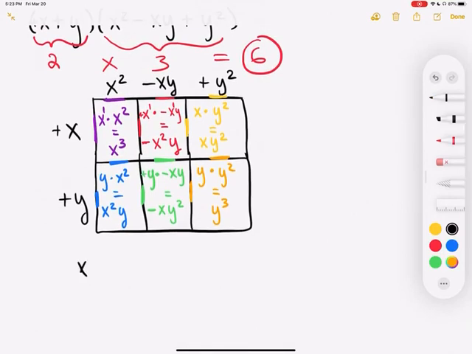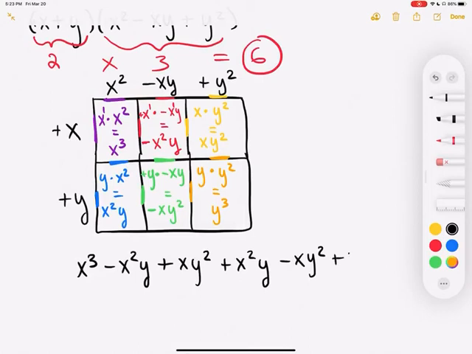So the first area, that's x cubed. The second area is negative x squared y. The third area, the yellow area, is positive x y squared. The fourth area, the blue area, that's positive x squared y. The fifth area, that's going to be negative x y squared. And the last area, the sixth area, is going to be positive y cubed. So at this point, can you see that I have the 6 terms that I was expecting at the beginning? I was expecting 6 areas, so I have 1, 2, 3, 4, 5, 6 terms.